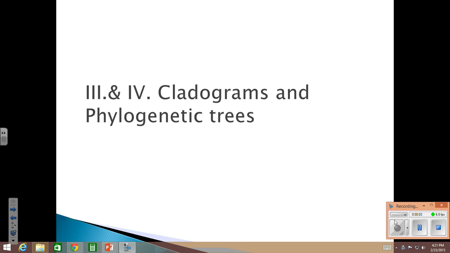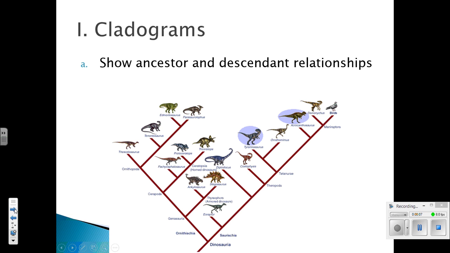Our next two sections are going to be about how we group organisms. And the first thing we want to talk about is diagrams, how we actually can show the relationship between species. So the first is a cladogram.